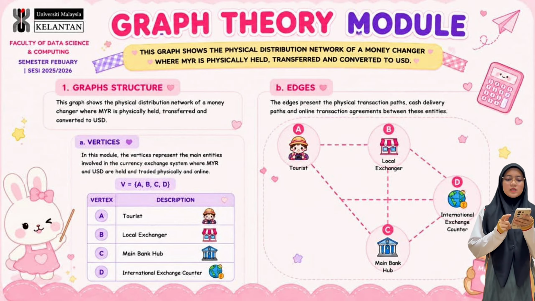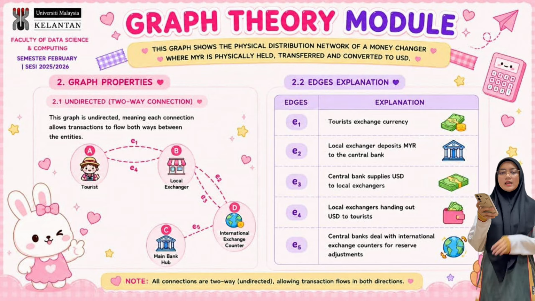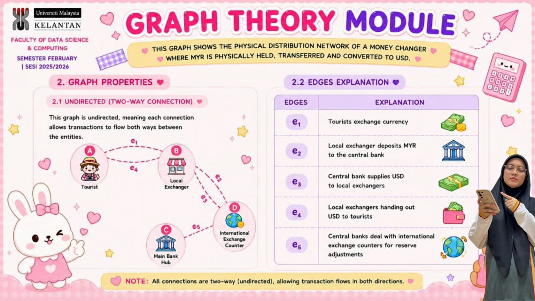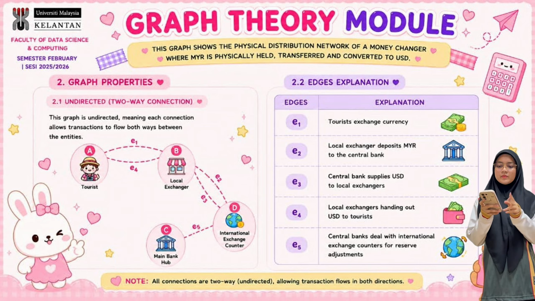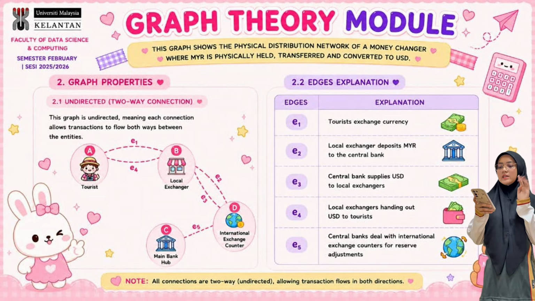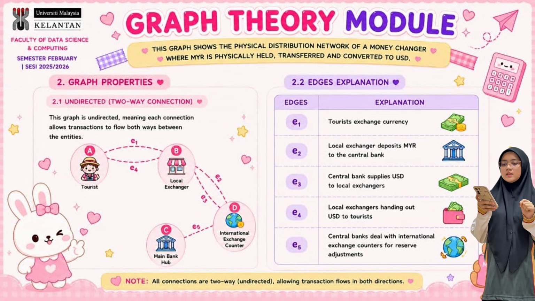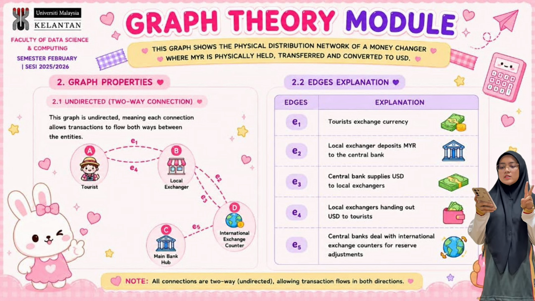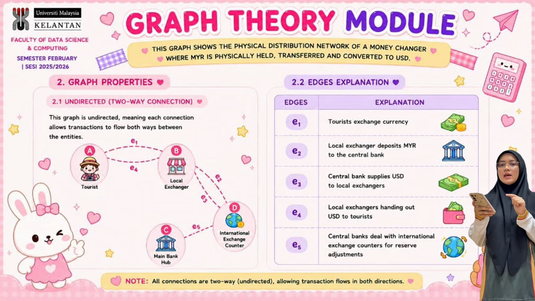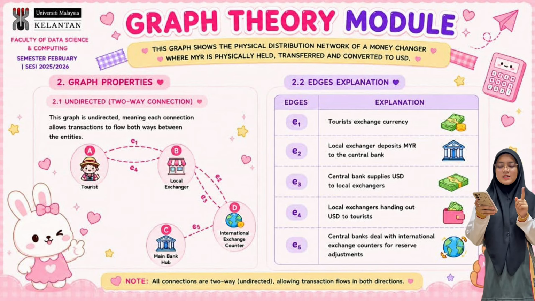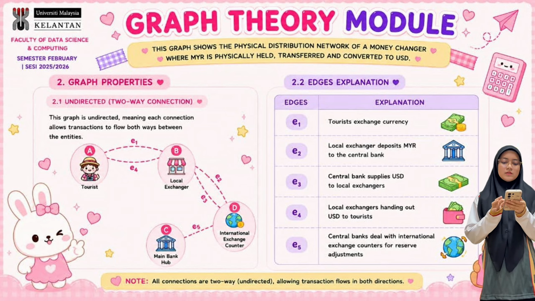Next, we have the edges, which represent the transaction paths and cash delivery agreements between these entities. As you can see in our diagram, this is an undirected graph, meaning the connection works as a two-way channel. For example, E1 and E4 connect the tourist and the local exchanger for exchanging currency. E2 and E3 connect the local exchanger to the central bank for cash deposit and USD supply. Finally, E5 connects the central bank and the international exchange counter for reserve adjustment.